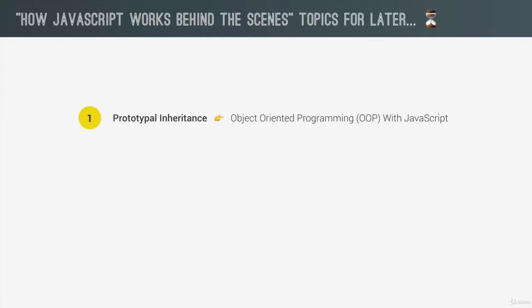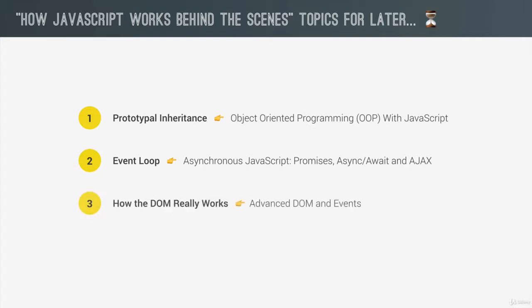The same is true for a detailed lecture on the event loop. So I already introduced the event loop in this section, but in the section about asynchronous JavaScript, we will dive really deep into how exactly the event loop works and why it's such a fundamental piece of the JavaScript engine. Finally, we will have lectures on how the DOM actually works behind the scenes too. And that's going to be in the advanced DOM and events section, so that you can then apply what you learned there right away. Okay? And with that being said, let's now move on.